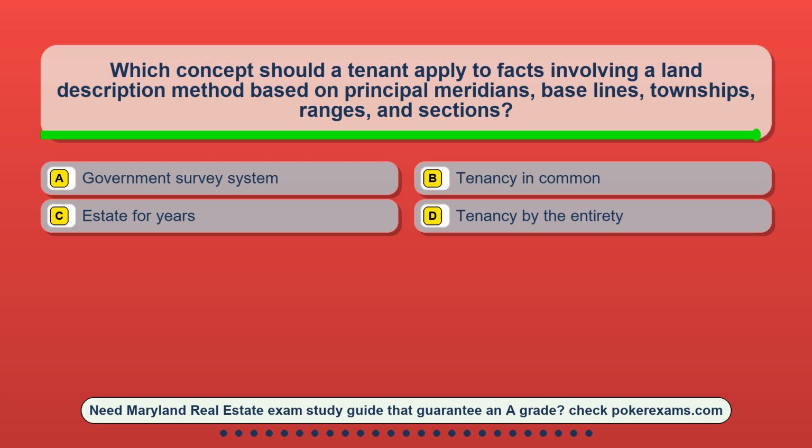Question 13. Which concept should a tenant apply to facts involving a land description method based on principal meridians, baselines, townships, ranges, and sections? Option A, government survey system. Option B, tenancy in common. Option C, estate for years. Option D, tenancy by the entirety.